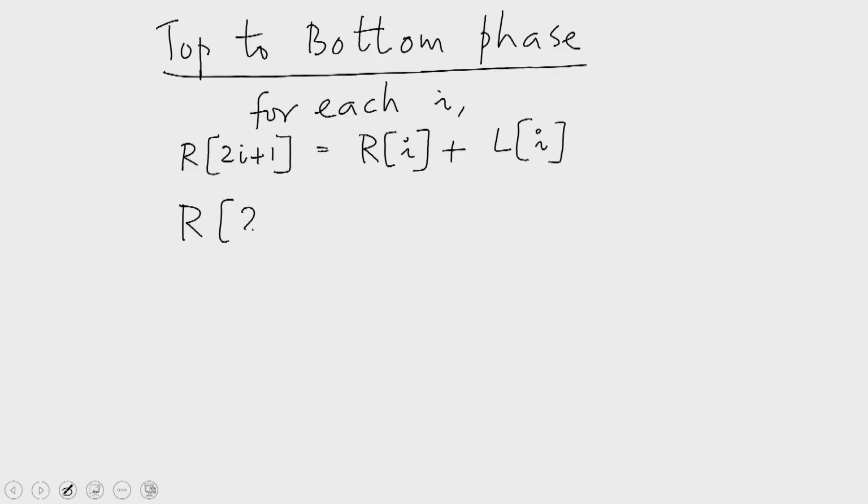Analogously, node 2i, which is the left child of node I, will receive a value which is the same as ri. That is, what node I receives from the parent will be passed on to node 2i without any change. Now, this is done repeatedly for each I as node I comes alive.